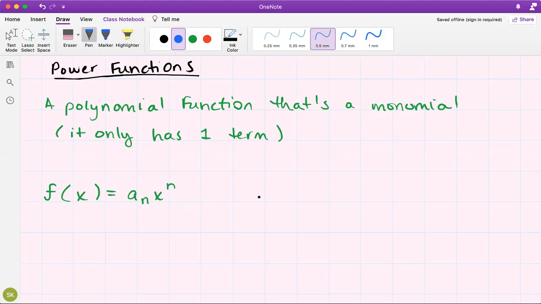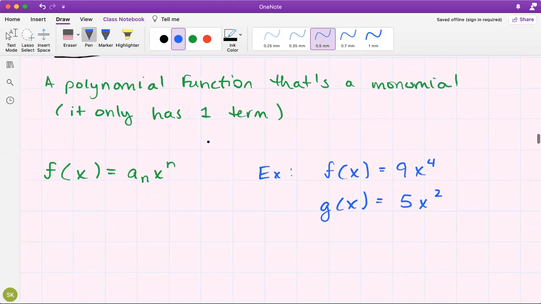For example, something like f of x is 9x to the fourth. This is a polynomial function. You can see the degree here is 4, but there's only one term. Another example would be something like 5x squared, and that's something we would know how to graph already. Okay, so for a polynomial function that's a power function, we're going to have some interesting pieces of information.